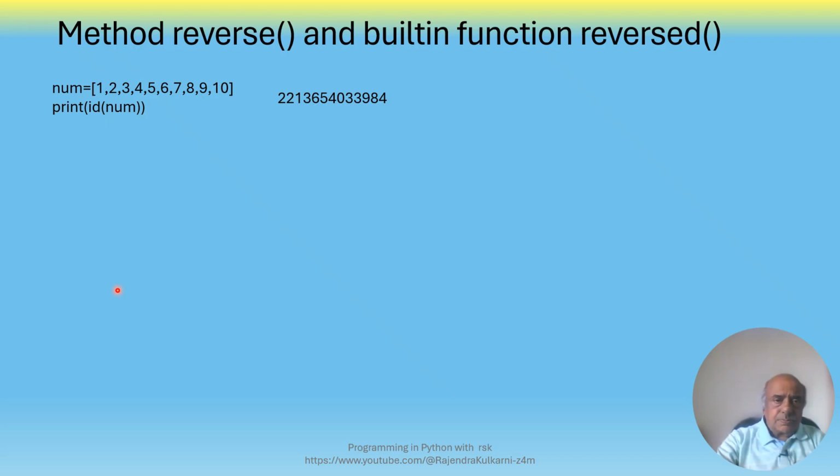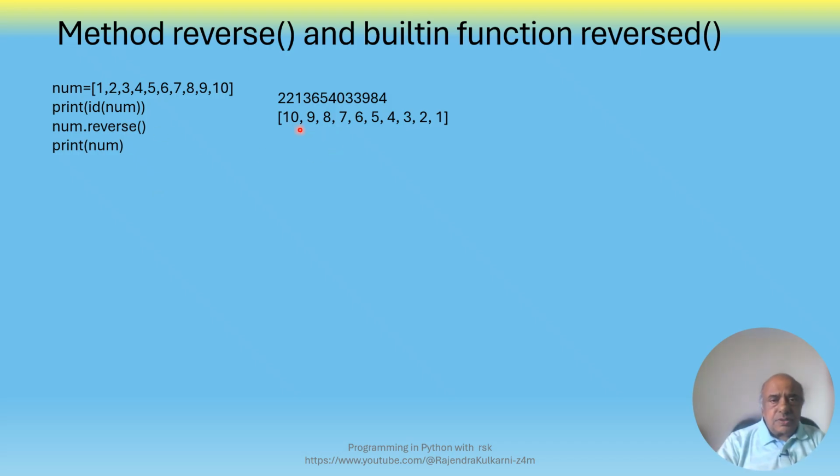So a list num, 1 to 10, are the items in the list. Its ID is 33984. Now we use num dot reverse, which is a method, and print or output num.